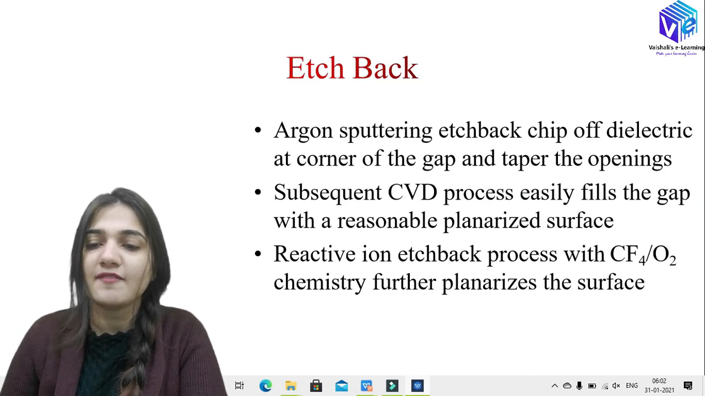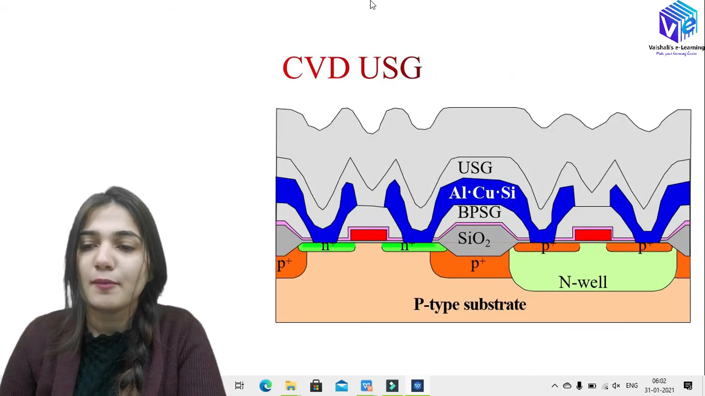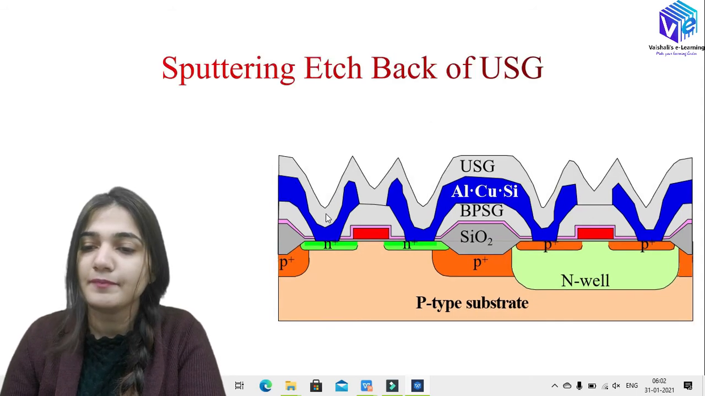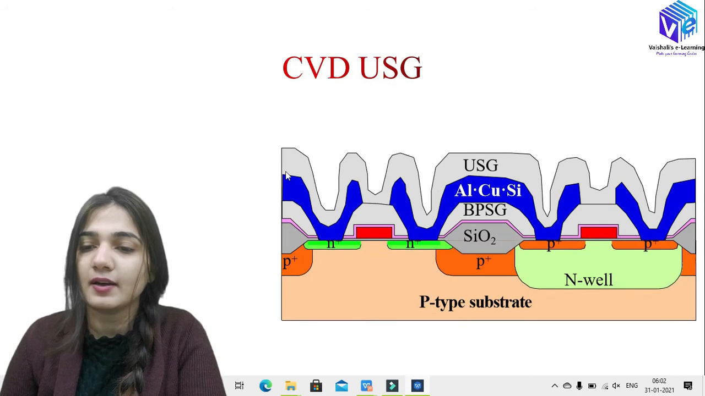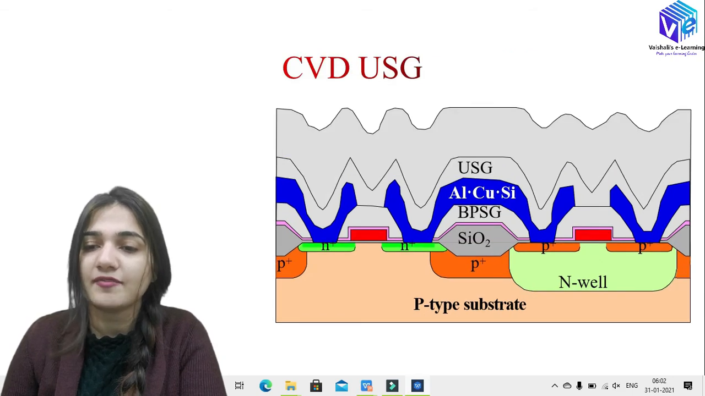After that we have subsequent chemical vapor deposition processes which are easily filling the gap with a reasonably planarized surface. So you can see after that we can use the CVD process. Now this CVD of the USG layer is comparatively planar than the first CVD. You can see this is a very rough type of layer that we have, and after sputtering etchback and again after CVD of USG, this is a comparatively planar layer that we have.